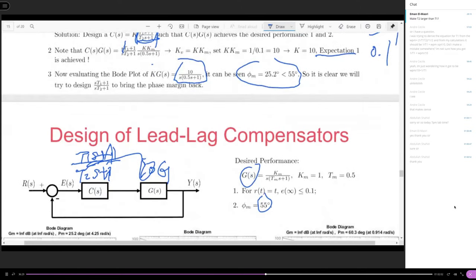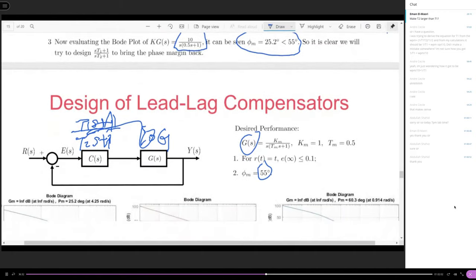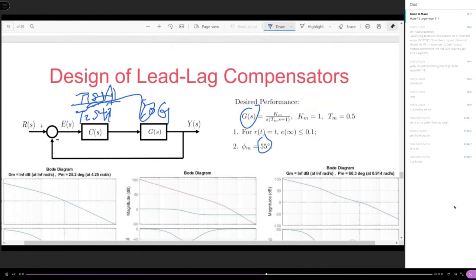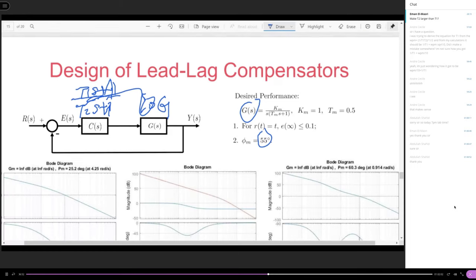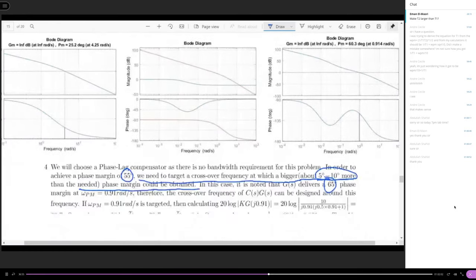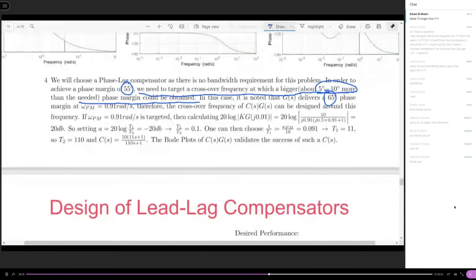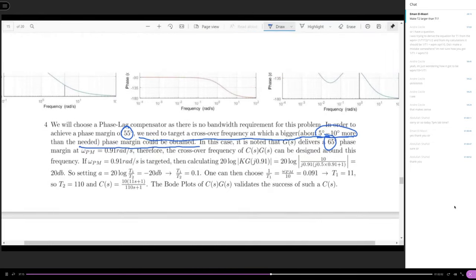But in my mind, I already know that I might not be able to achieve exactly the 0.91 crossover frequency because of that magnitude drop. So I have to play conservative. I target a 65 degree phase margin right at the 0.91 crossover frequency, because I take the allowance of 10 degrees into account. This way, when I design the lag factor and implement it, I will find that the crossover frequency will actually be something higher.